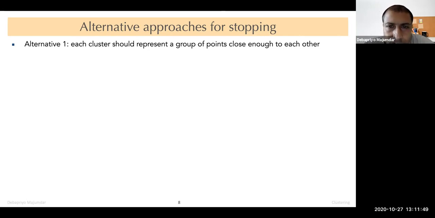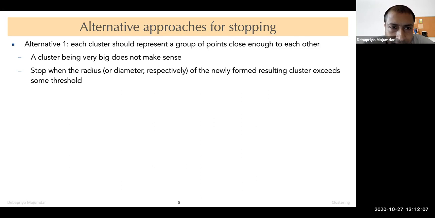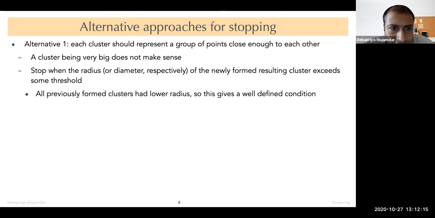Each cluster should represent a group of points close enough to each other, right? So that's one idea. What is a cluster? That means these things are similar. They are a group of points close enough to each other, which means a cluster being very big will not make sense. So you stop when the radius or diameter of the newly formed resulting cluster exceeds some threshold. We already mentioned that all previously formed clusters have lower radius, right?